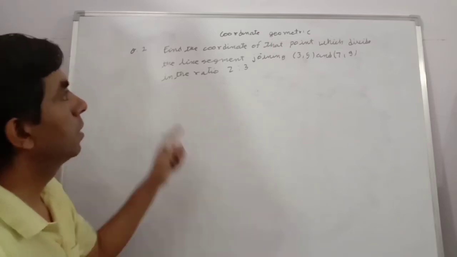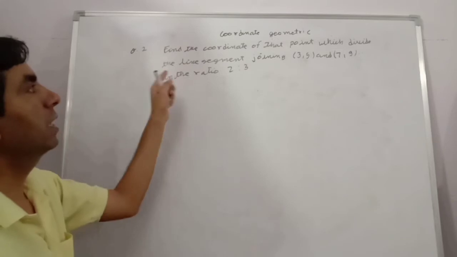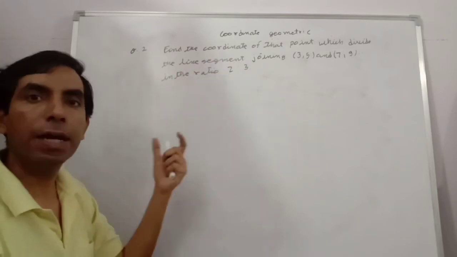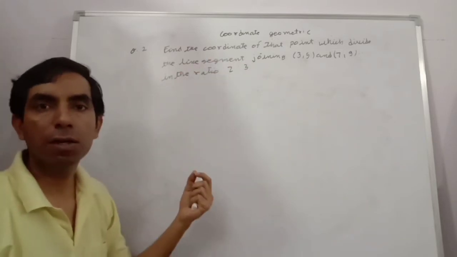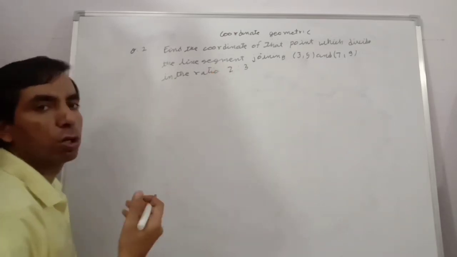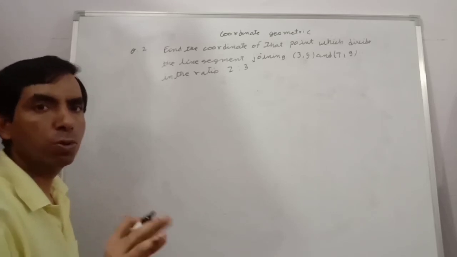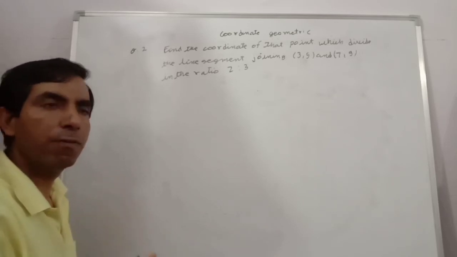Here we are given a similar question: find the coordinates of the point which divides the line segment joining these 2 points. Here the numbers are different, but the method is not changed. Generally the ratio is also not changed, but sometimes the ratio will be changed. It does not matter, so do not take any type of tension.